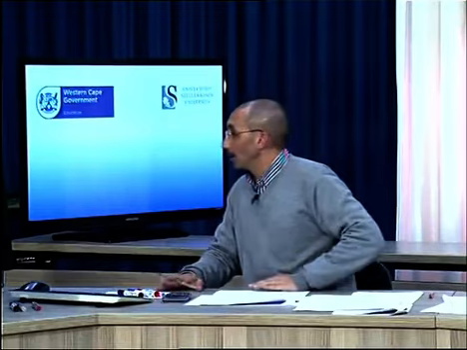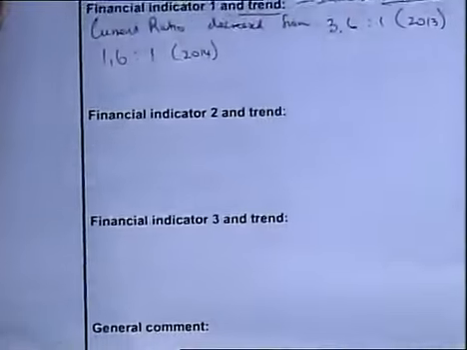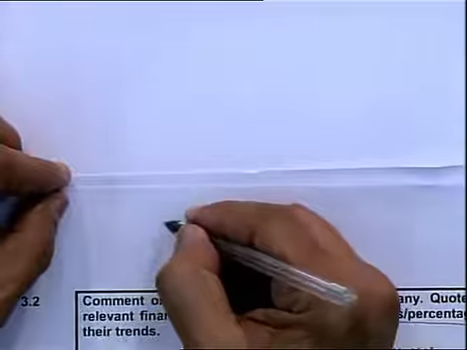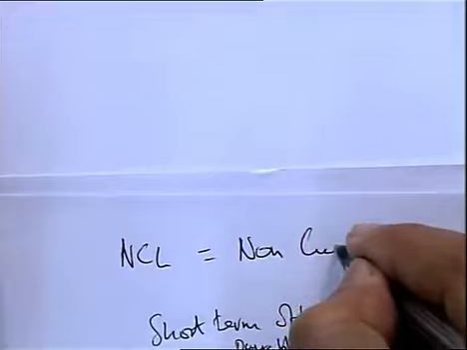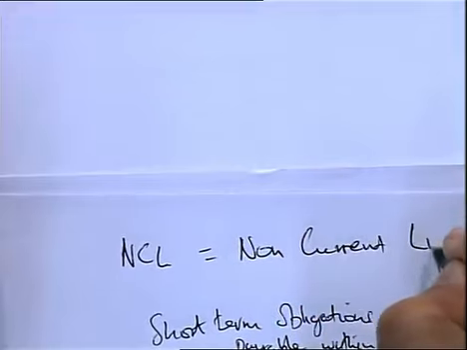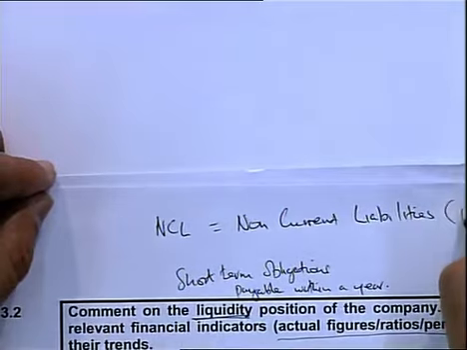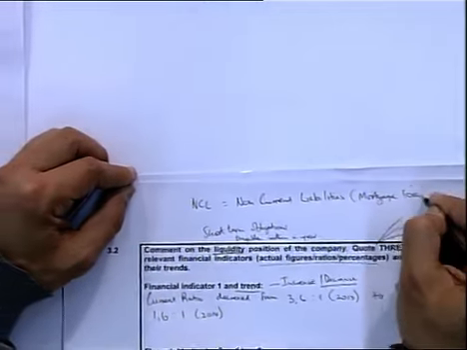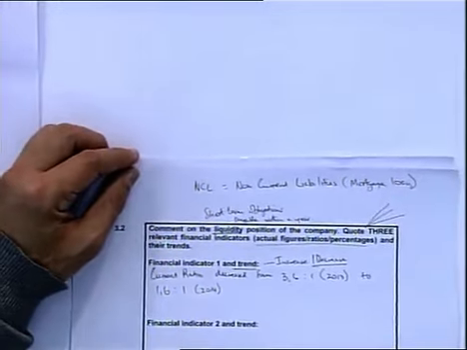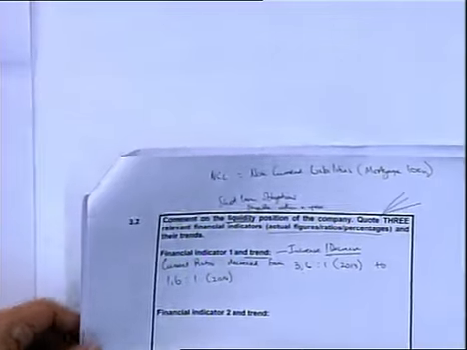Right, I see there's a question here quickly. It talks about NCL, right? Just take that quickly. Okay, NCL was just non-current liabilities, right? Which refers to the mortgage loan.